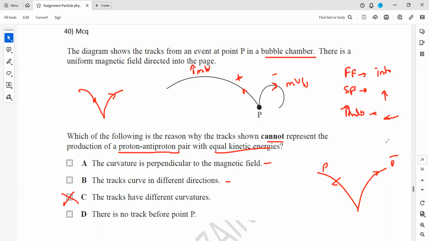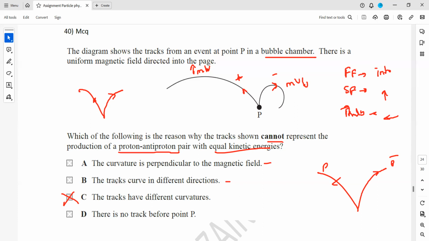So there is no track before point P. Before point P, if there is no track, it may be that a neutral particle dissociated, but this does not give an idea that it should be a proton or antiproton. It might be an electron or positron. It can be any antiparticle, but the presence of no track at point P does not indicate that there must be a proton and antiproton. It can be any particle and antiparticle formed by this neutral particle.